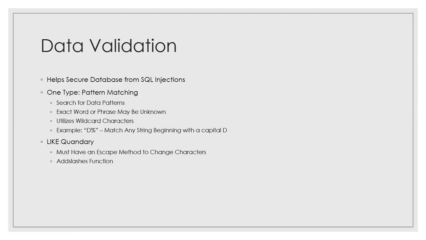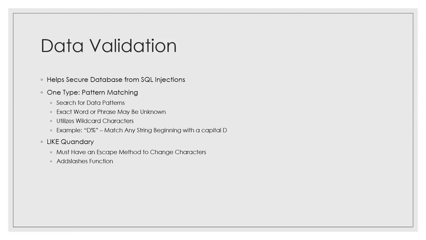So pattern matching, you basically have the option to search for data patterns. By doing so, if you don't know the exact word or phrase, you can utilize certain characters or certain strings in order to create a pattern match. This utilizes wildcard characters. An example of that is right here, it has double quotes, the D, and then the % sign. You can utilize this to match any string that begins with a capital D. So that's how pattern matching works.